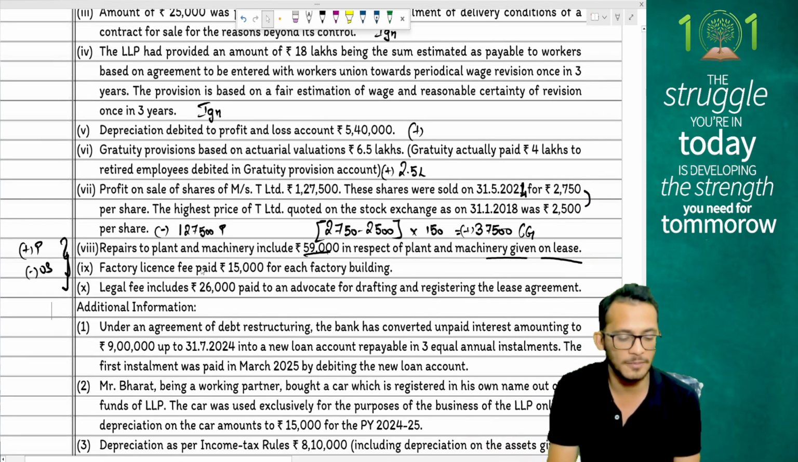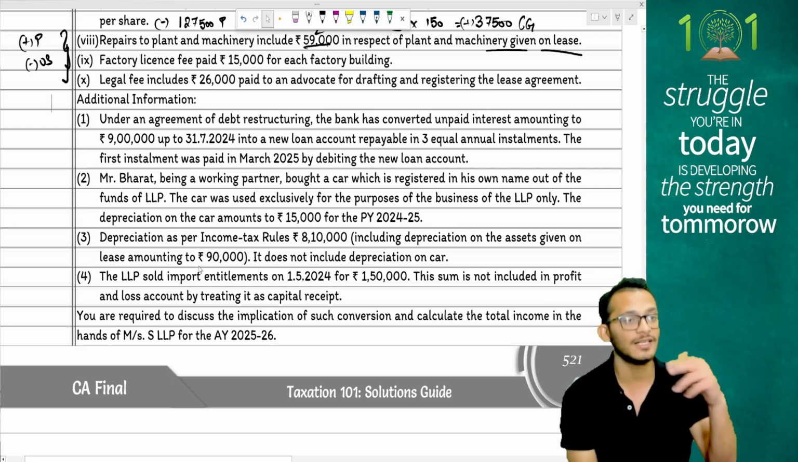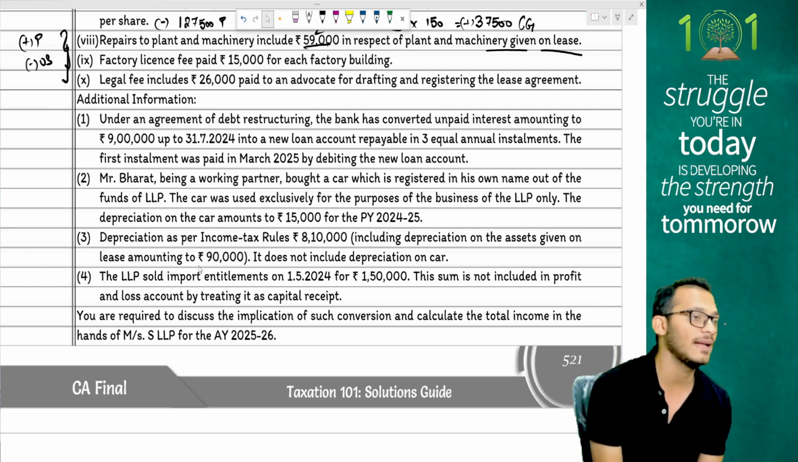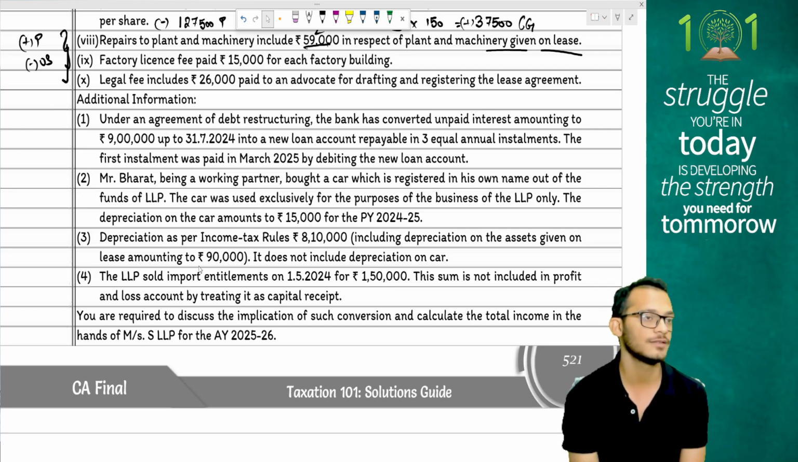So two things can happen, people. Either you can make an assumption that the 9 lakhs is part of the current year's expense, in which case you will first have to disallow 9 lakhs and then claim 3 lakhs. Or assumption number 2, you can say 9 lakhs was not even part of P&L, in which case you'll only claim 3 lakhs. Choice.